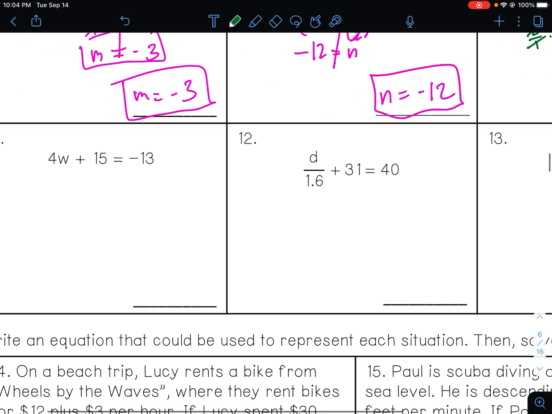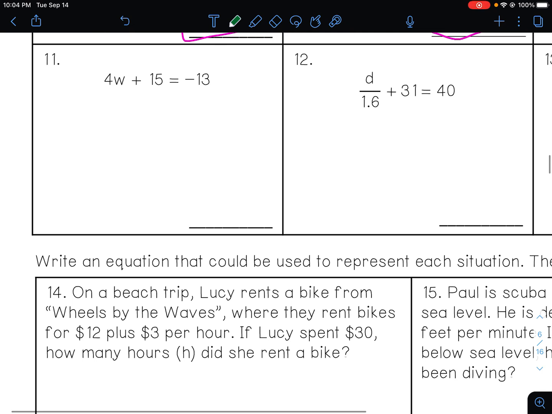Let's go to number 11, 12, and 13. Almost done, almost there. So draw our little wall right here. Here is our variable and coefficient. Get rid of everything else. What's the opposite of adding 15? Subtracting 15, of course. That'll cancel.